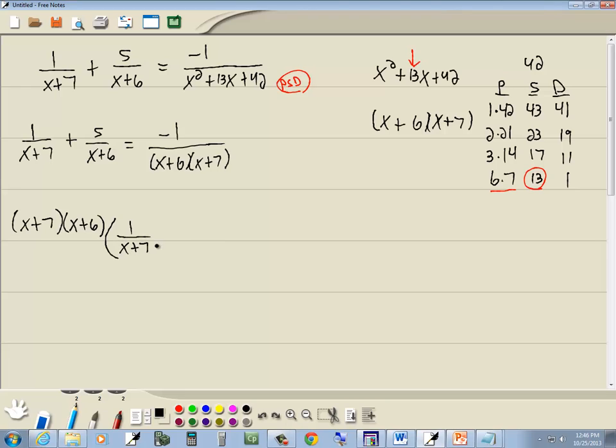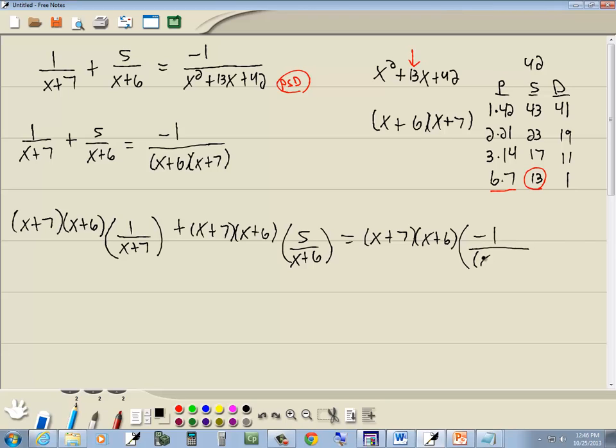So I'll multiply it times my first fraction, the 1 over x plus 7. I'll multiply it by my second fraction, the 5 over x plus 6. And I'll multiply it times the fraction on the right side, the negative 1 over x plus 6, x plus 7. Now let's do some canceling. This x plus 7 cancels that x plus 7. This x plus 6 cancels that x plus 6. This x plus 7 cancels that x plus 7. This x plus 6 cancels with this x plus 6. So we're left with 1 times x plus 6 plus 5 times x plus 7 is equal to negative 1.